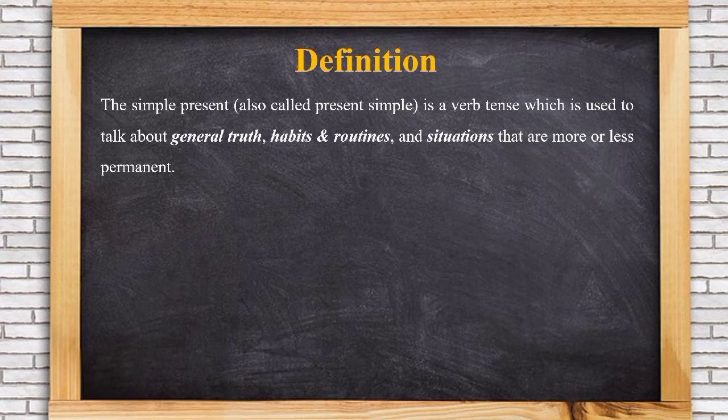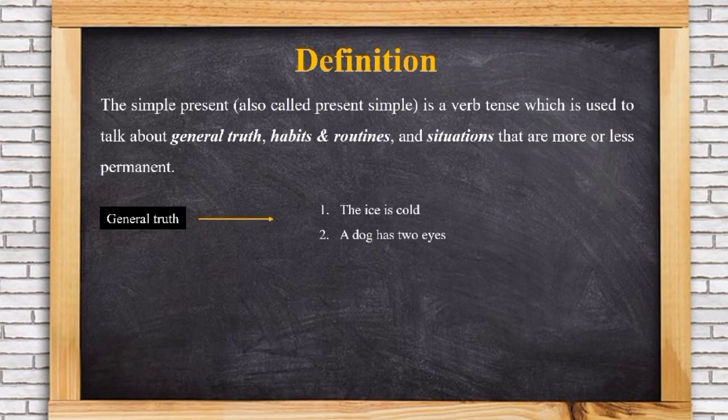The simple present, also called present simple, is a verb tense which is used to talk about general truth, habits and routines, and situations that are more or less permanent. First of all is general truth. The examples of general truth: number 1, the ice is cold, and number 2, a dog has 2 eyes.